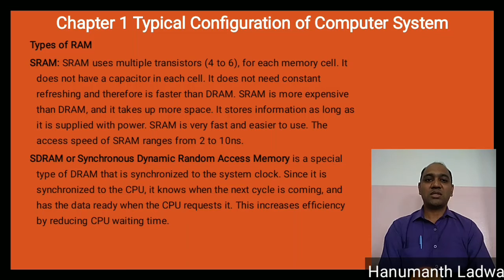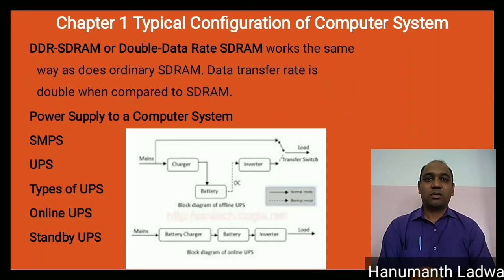SDRAM or synchronous dynamic random access memory is a special type of DRAM that is synchronized to the system clock. Since it is synchronized to the CPU, it knows when the cycle is coming and has the data ready when the CPU requests it. This increases efficiency by reducing CPU waiting time. DDR SDRAM or double data rate synchronous dynamic random access memory works the same way as ordinary SDRAM. Data transfer rate is double when compared to SDRAM.